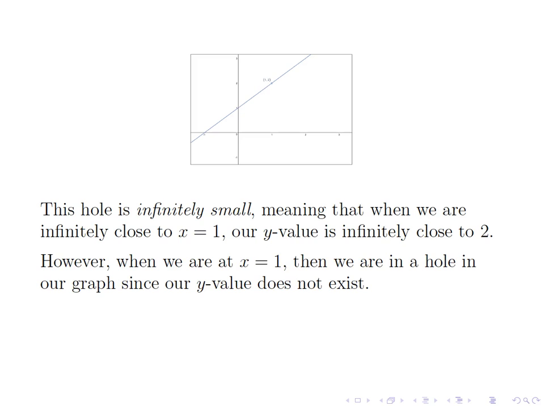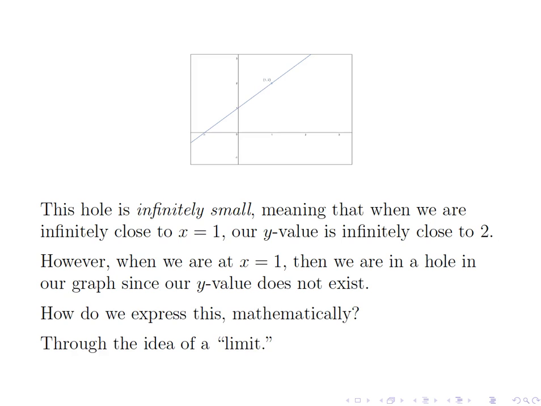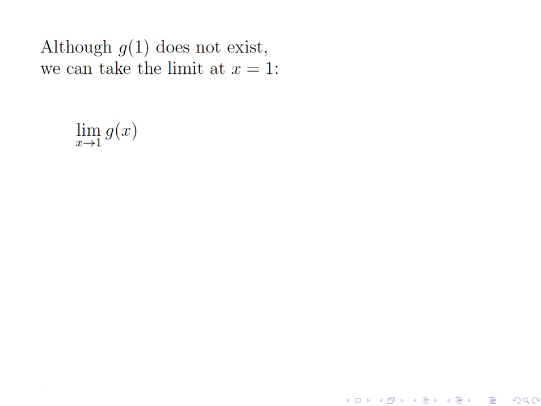However, when we are at x equals 1, then we are in a hole in our graph since our y value does not exist. How do we express this mathematically? We express this through the idea of a limit. Although g of 1 does not exist, we can take the limit at x equals 1, and we write it as it is shown here.